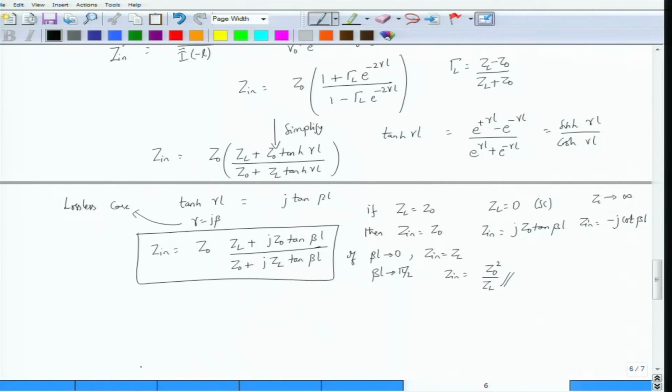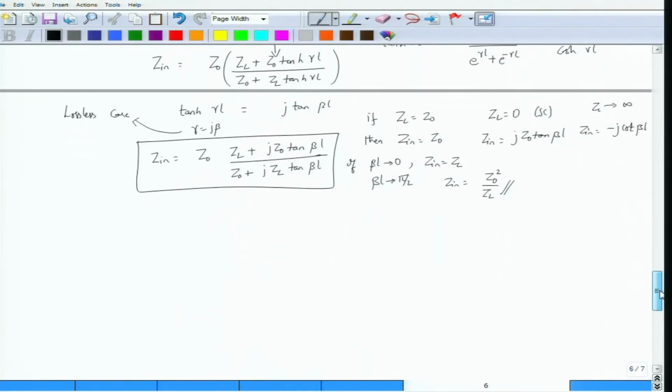On the other hand, when tan βL goes to 0, that is when βL goes to π, tan βL goes to 0, then Zin again goes to ZL. Oh yeah, we have already considered that particular case. When βL goes to 0, tan βL goes to 0, or when βL goes to π, again it would essentially be the same situation. Okay. So, these are some of the cases.